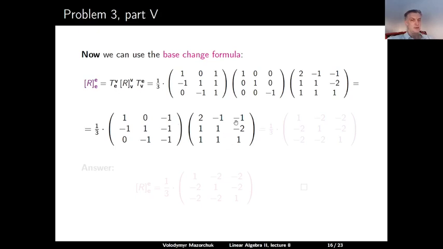Now we multiply it with the matrix 2, -1, -1, and so on. We'll get 1 divided by 3 times. So here, row 1 minus row 3. 1, -2, -2. Now here, minus this, plus this, minus this. -2, 1, -2. And finally, minus this, minus this. -2, -2, 1.